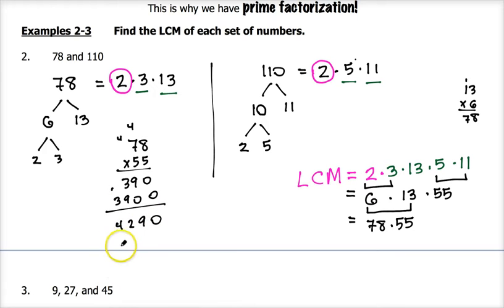So it's a really large number, the LCM of 78 and 110, but when we multiply that 78 times 55 at the end, we end up getting 4,290. And 4,290 is in fact the least common multiple of 78 and 110. Again, this is another reason why we don't make the lists of multiples of 78 and 110, because that would take a really, really long time to figure out what the multiples are of each of those numbers, and then even longer to find what the common multiple is.